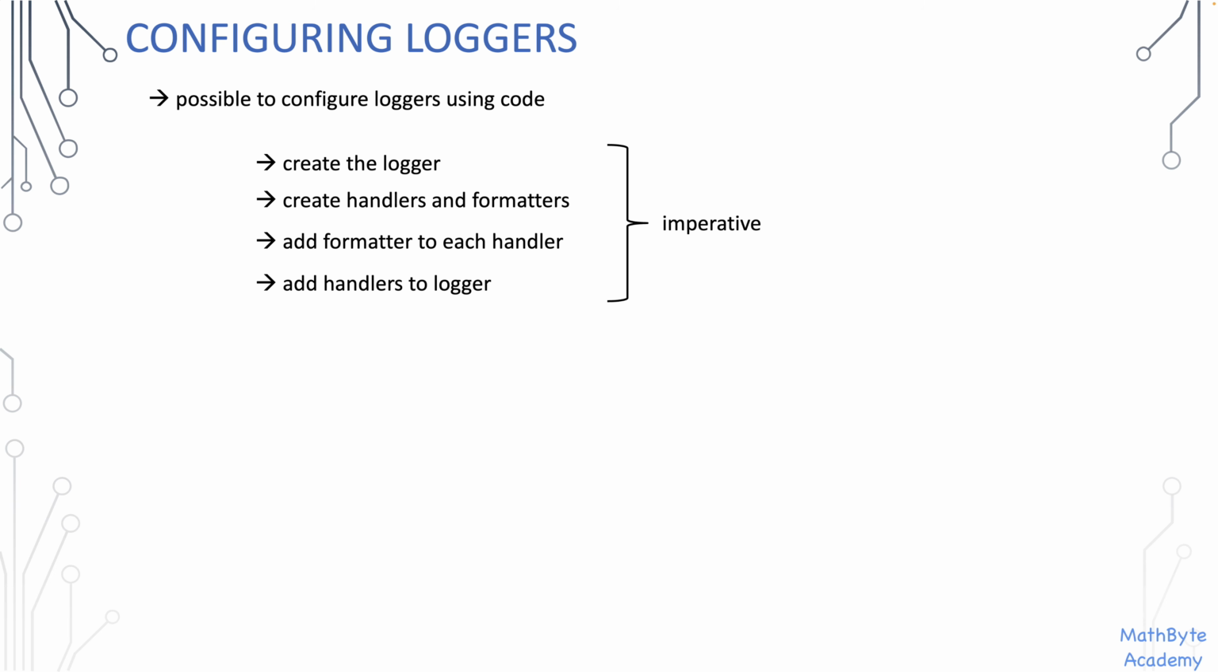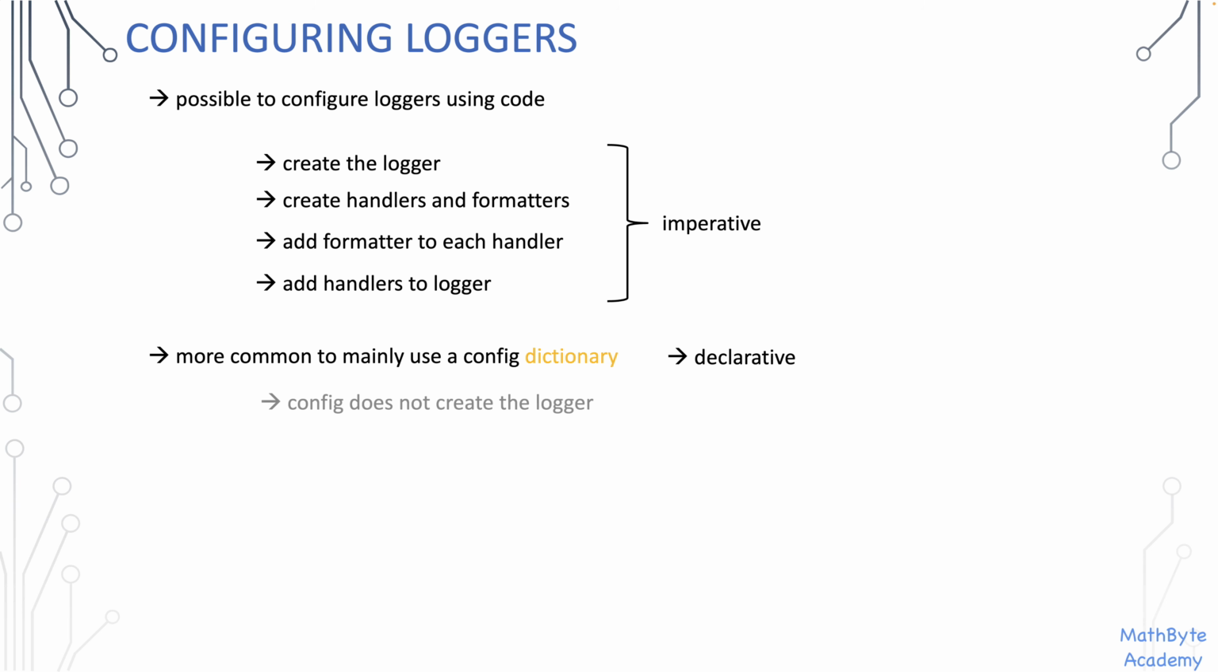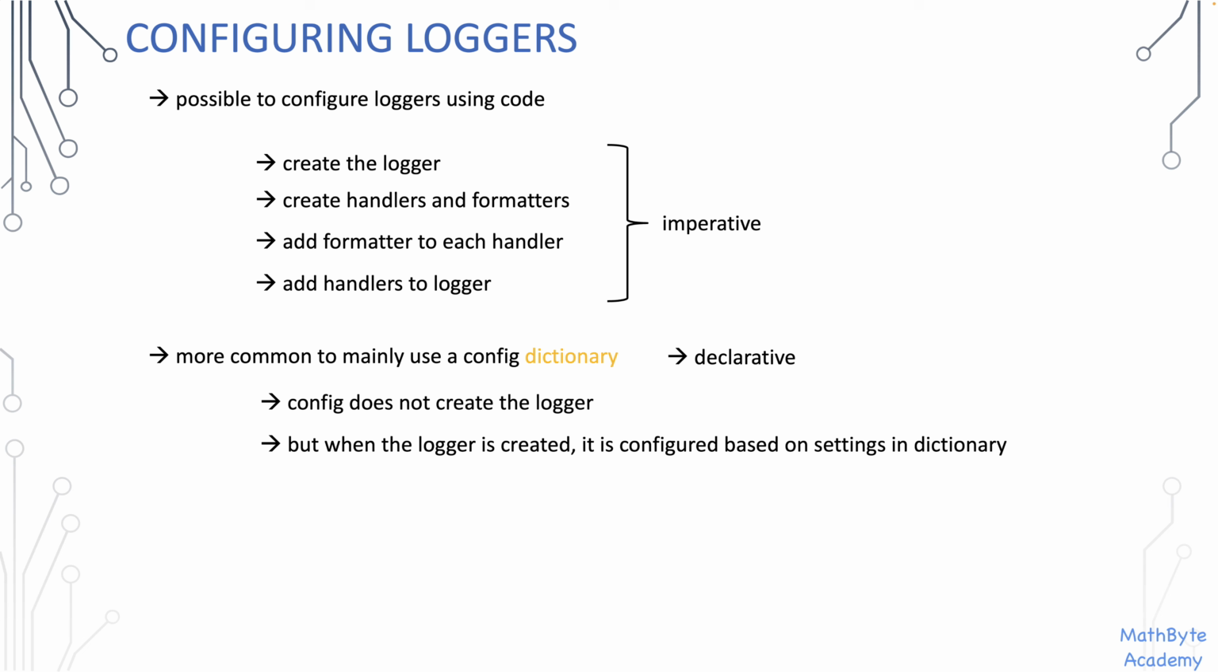This is what I would term imperative declaration of formatting, right? But you also have another way that's much more common, and that's to use a dictionary, essentially. And this is what is termed a declarative configuration. So the config does not create the logger. The configuration dictionary just configures the loggers when they get created, but it doesn't create the logger itself. We'll see that in the code. It's actually quite straightforward. But when the logger is created, it is going to get configured automatically based on the settings in the dictionary.